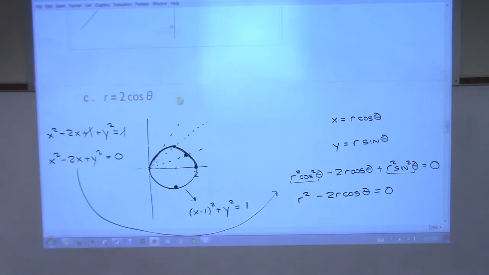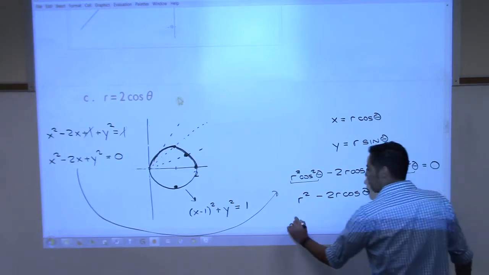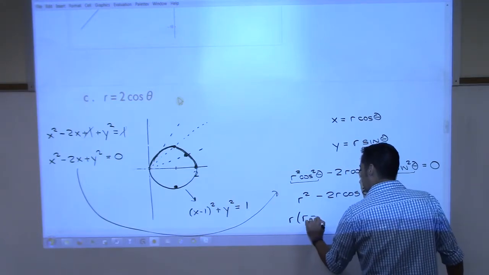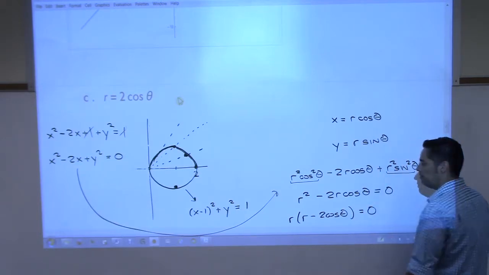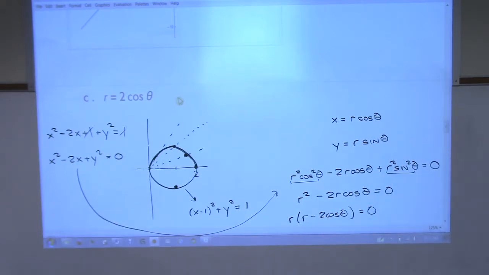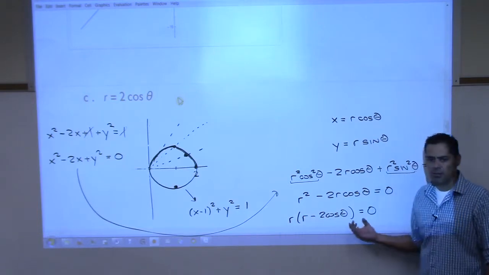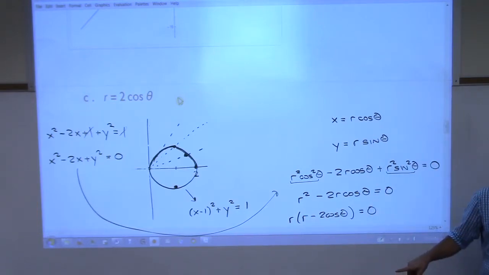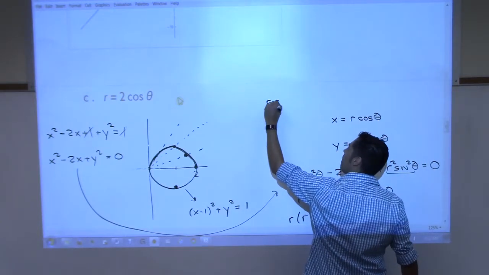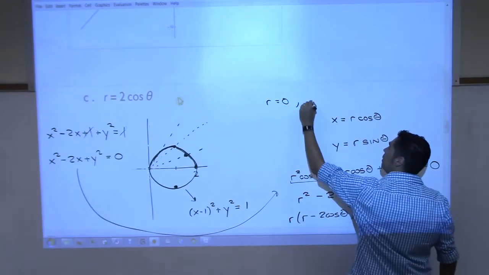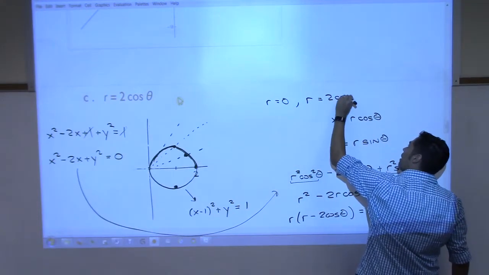And now let's try and solve this for r. Because remember, for polar, you want r to be a function of theta, right? So let's solve it for r. If I factor an r out, I get r minus 2 cosine theta equals 0. Now you have factored the left side, it's equal to 0, set each factor equal to 0. So if I set the first factor equal to 0, I get r equals 0. And then the second factor, r equals 2 cosine theta.